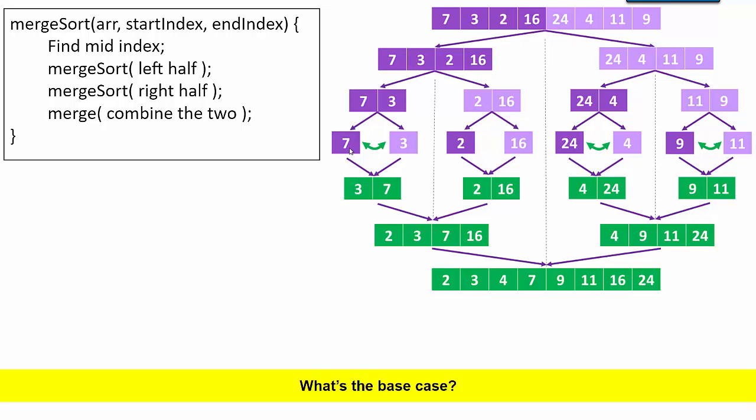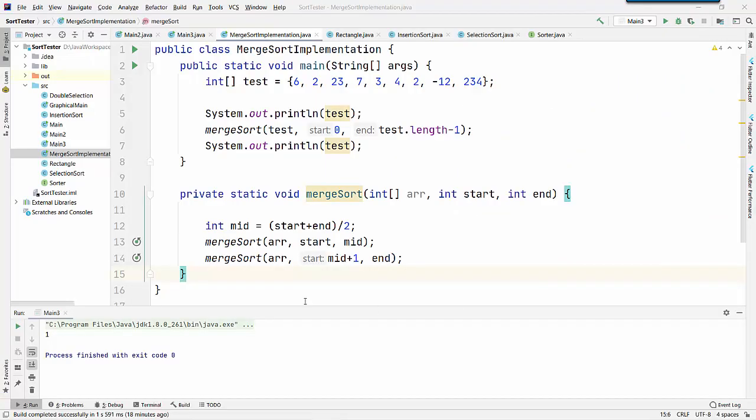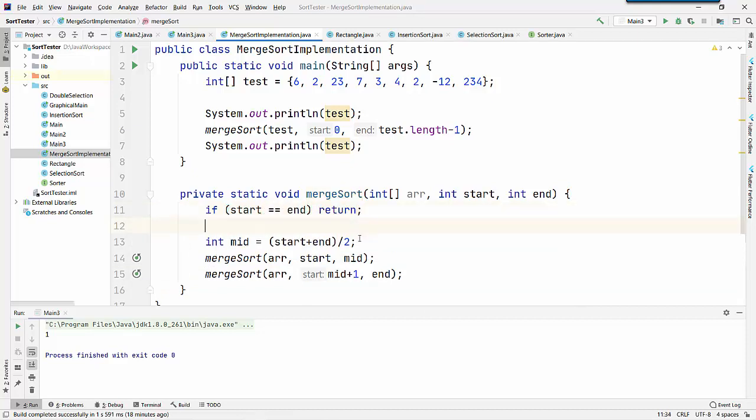So the base case would be the smallest interval that makes sense where we couldn't actually continue to subdivide it. So that would be an interval of length 1. If we have an interval of length 1, the way that we test to see if that's happening is if the starting and the ending index are the same, because that would mean they're both pointed at the same element. And so we only have one element to sort, but because one thing is always in sorted order, because there aren't other things that could be out of order, we would just immediately return. So let's put that into our merge sort. If start equals end, then we'll just immediately return.